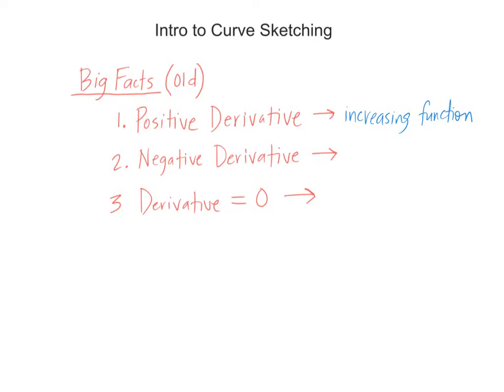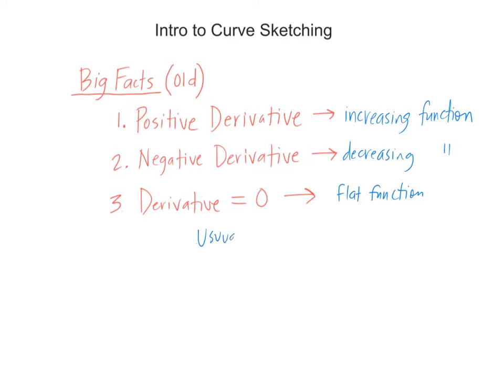Okay, so whenever your derivative is positive, your function's on the way up. When your derivative is negative, you have a decreasing function. And then when your derivative is 0, that means basically you have a flat function. And the majority of the time that makes what we call a relative minimum or relative maximum. It makes a peak or a valley.